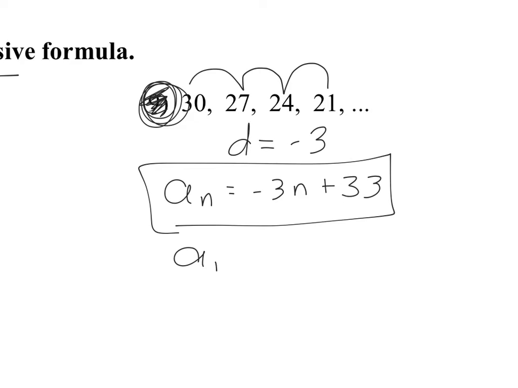The recursive formula is first term is 30, the next term a sub n is equal to the previous term a sub n minus 1, and then we're just subtracting 3 every time to go from term to term to term.